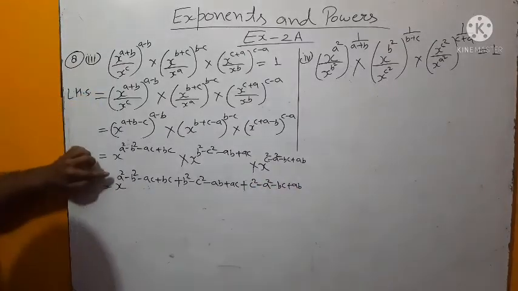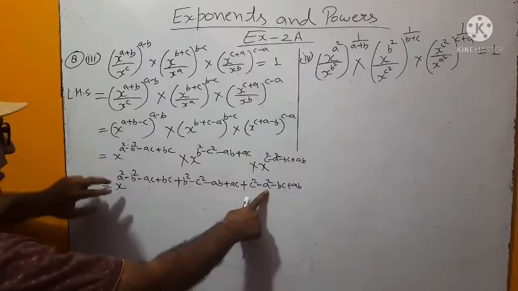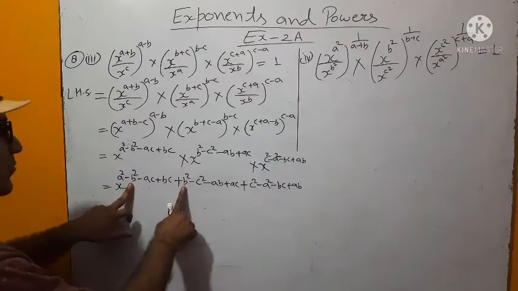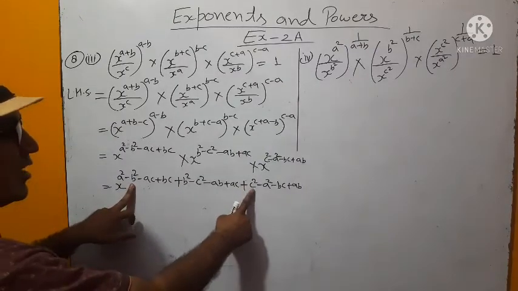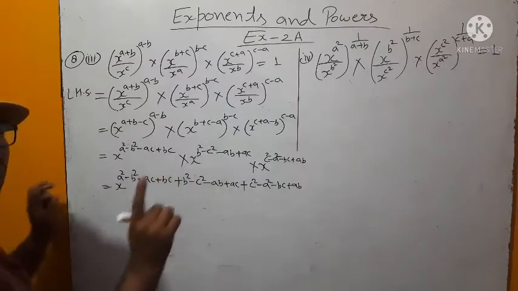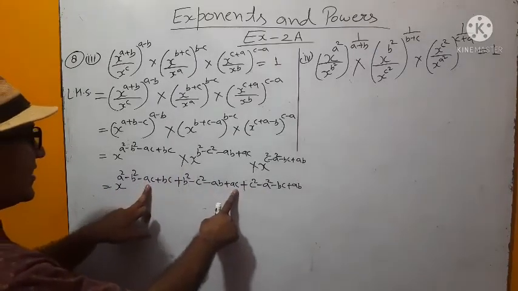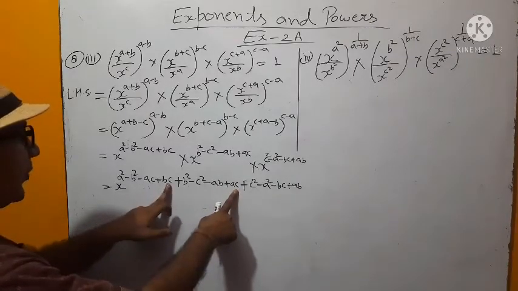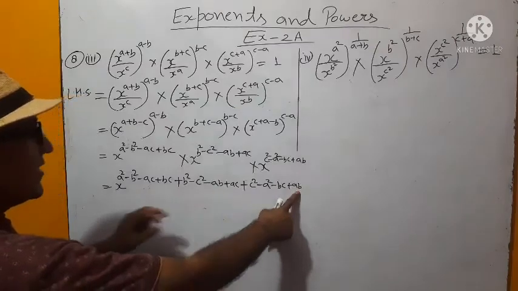Now watch carefully. a square minus a square becomes 0. Minus b square plus b square becomes 0. Minus c square plus c square. All the square terms become 0. Minus ac plus ac also 0. Plus bc minus bc 0. Minus ab plus ab 0.